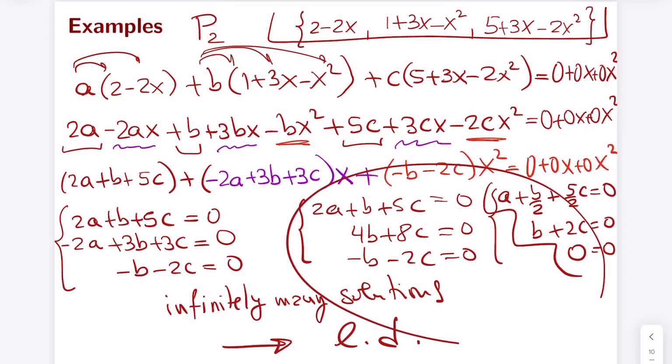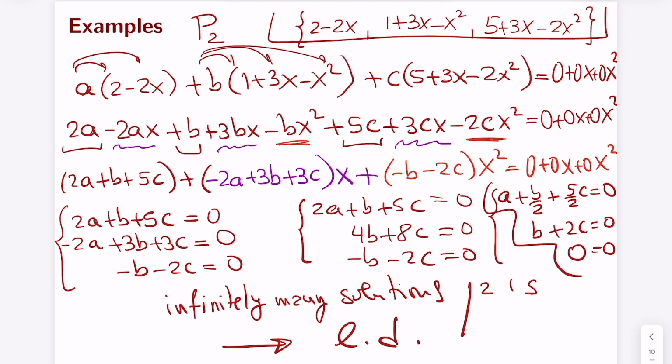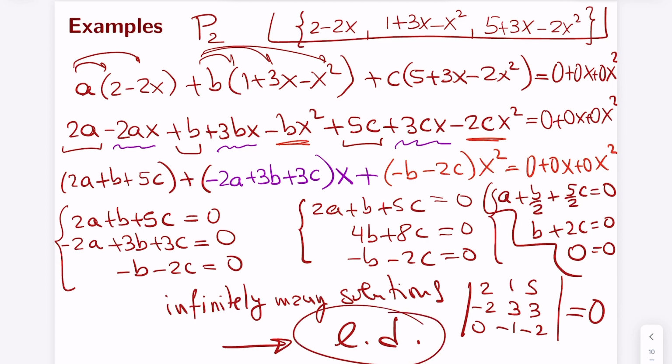Alternatively, instead of doing the reduced form here, we could just have calculated the determinant, right? We know that in order to have a unique solution, I mean only the trivial solution, the determinant had to be different from 0, right? So we could have just calculated this determinant, copying the coefficients here: 2, 1, 5, minus 2, 3, 3, 3, 0, minus 1, minus 2. You could see that this determinant is equal to 0. And so that would be another way to say directly that it is LD.